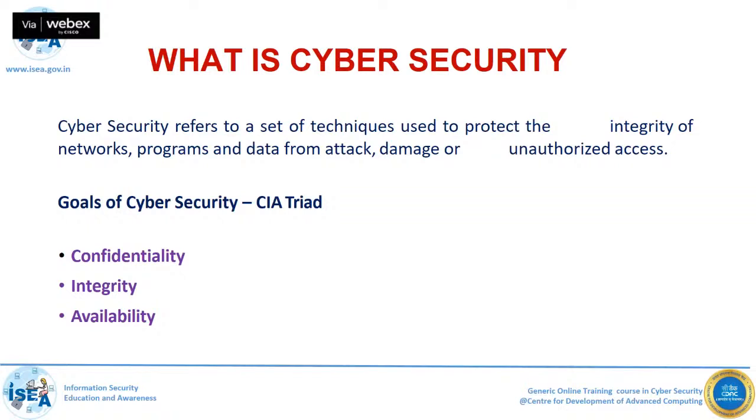And integrity: no one unauthorized is allowed to see. For example, if I send a mail to Satyanarayana sir, only Satyanarayana sir can see it. No one else should be able to see the data. He is not supposed to see the data. So that integrity should be maintained. And then availability.